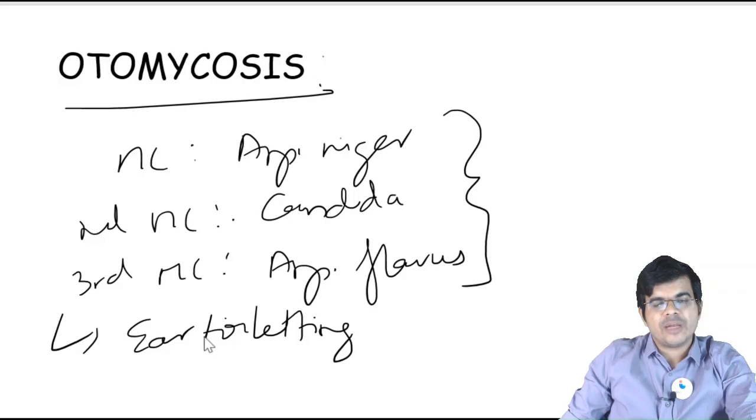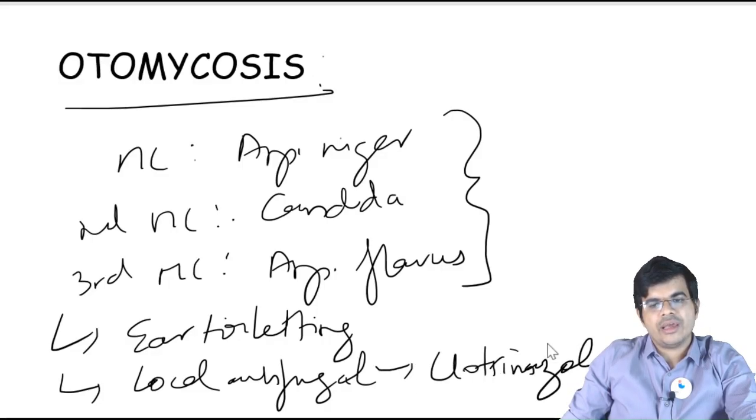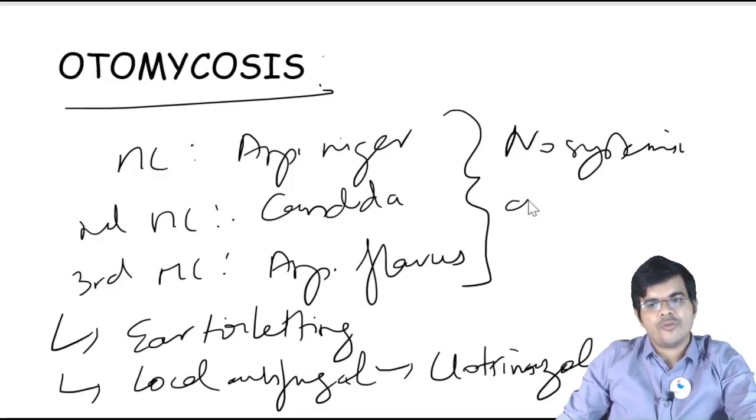And antifungal ear pack also can be kept, and local antifungal ear drops have to be given. Okay, local antifungal ear drops such as clotrimazole. Okay, clotrimazole ear drops can be given to treat the patient with otomycosis. Okay, and no systemic antifungal is given. Okay, that is one thing that you have to remember. No systemic antifungal is given for otomycosis.